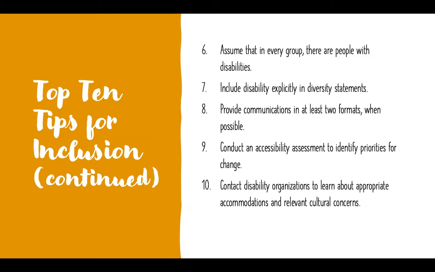Provide communications in at least 2 formats. So examples would be print and Braille. If you have programs, do it in print, do it in Braille. If you have videos and there's something spoken, have it captioned. I think, in my opinion, we need to work on that, but we'll talk about that next time. The next point for organizations, conduct an accessibility assessment to identify priorities and areas that need to be changed. And the last is contact disability organizations to learn about appropriate accommodations and relevant cultural concerns.